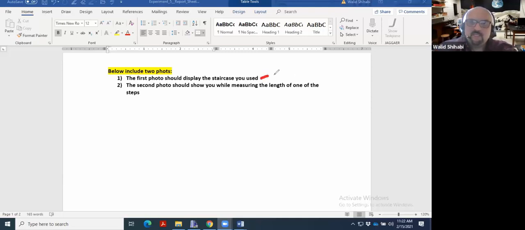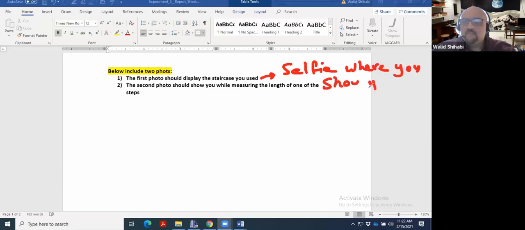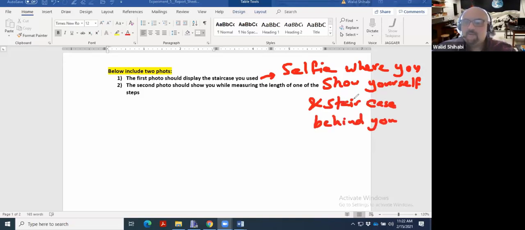Okay, so this is basically a selfie where you show yourself and the staircase behind you, the whole staircase. Make sure the whole staircase is behind you. This will enable me to assess the height of the staircase. So if you write 2 meters and I see only 2 or 3 steps, I know you got it wrong.